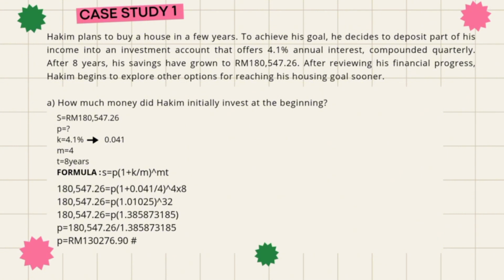So 180,547 ringgit and 26 cents equals the principal multiplied by 1.01025 raised to the power of 32. So 180,547.26 equals the principal multiplied by 1.3858733185. P equals 180,547.26 divided by 1.3858733185. Final answer is 130,276 ringgit and 90 cents.